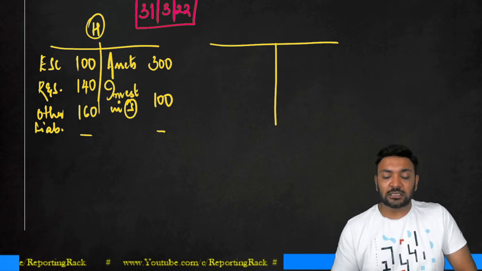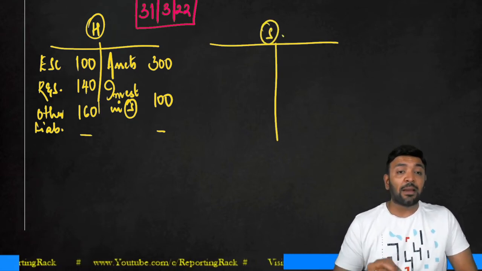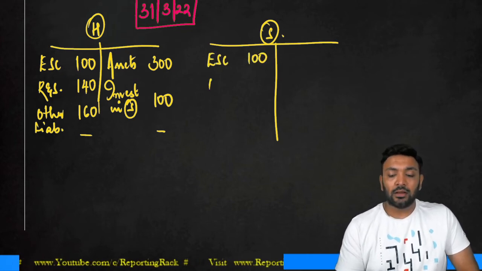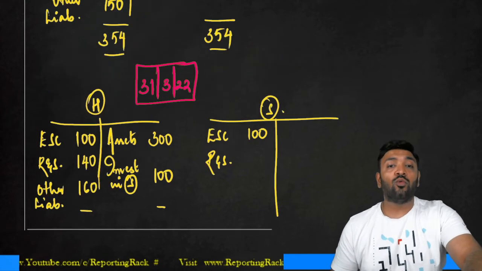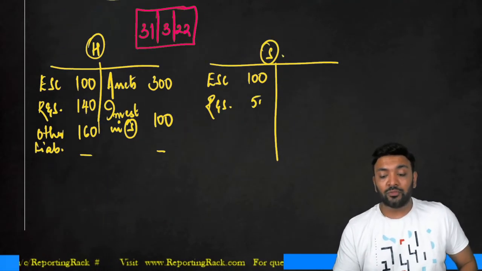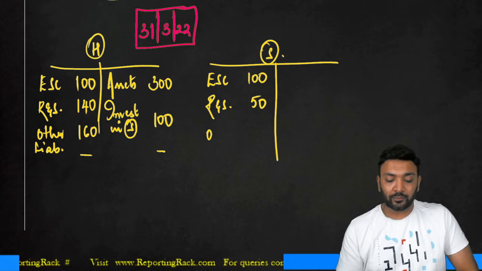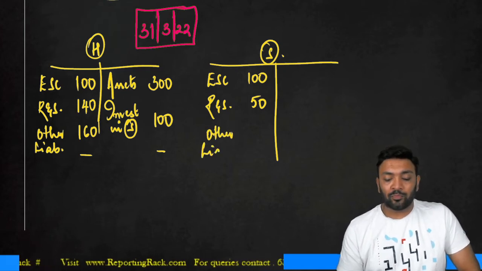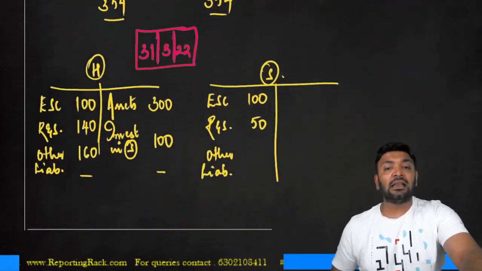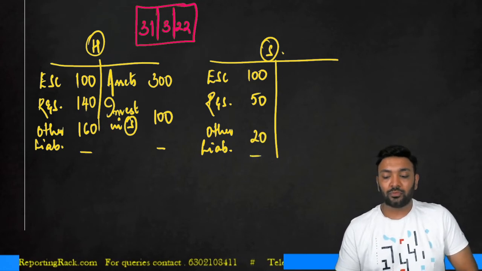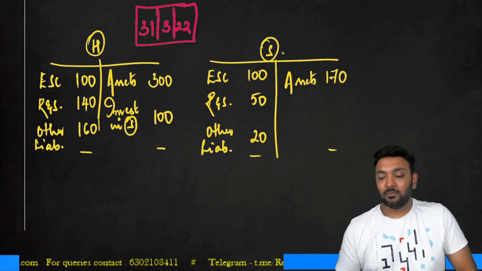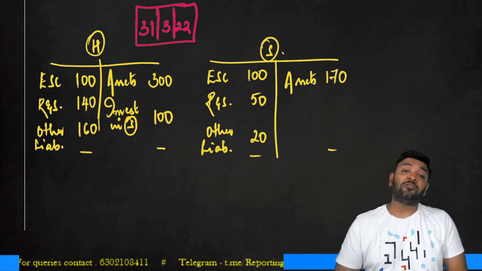Similarly, I am preparing for the subsidiary as well. My equity share capital is 100. And for the subsidiary profit, what was the reserve in the subsidiary earlier? 20. Let's say the reserve in the subsidiary has increased to 50 now. That means current year profit is 30. My other liabilities, last year other liabilities were 30. Let's say current year other liabilities are 20. And my assets are 170. This way I have the balance sheet drafted for the next year.